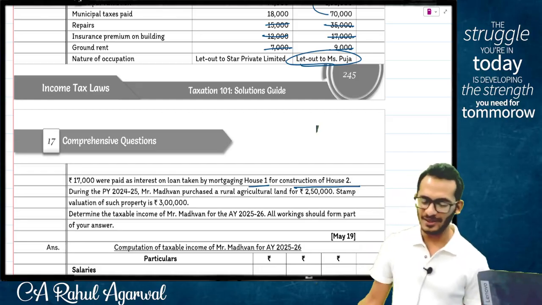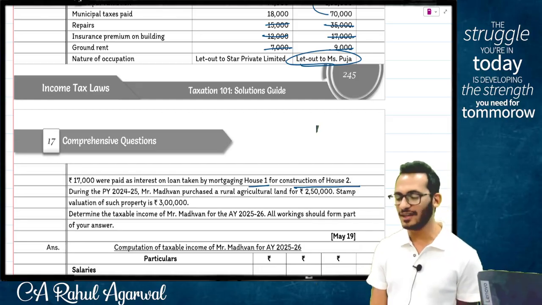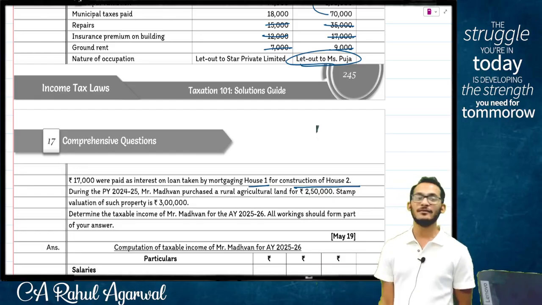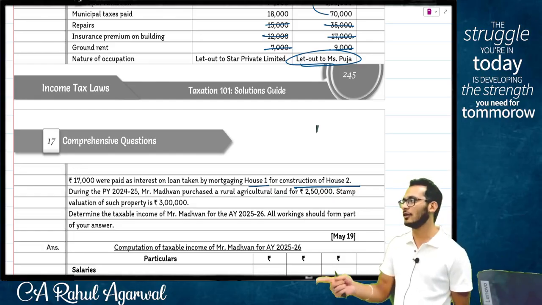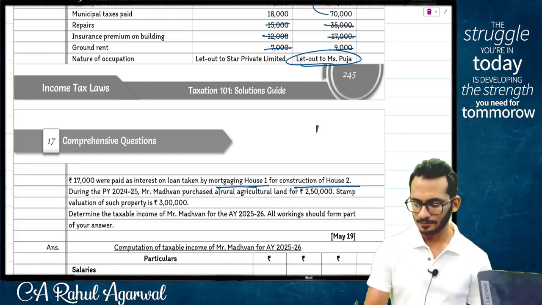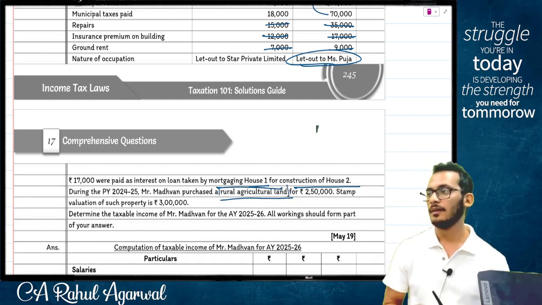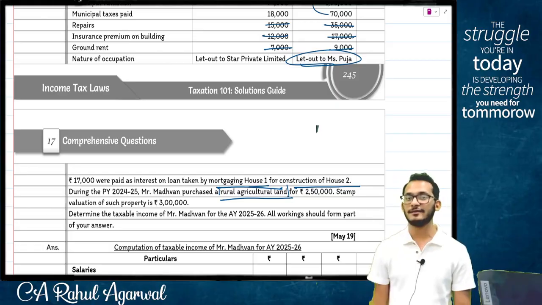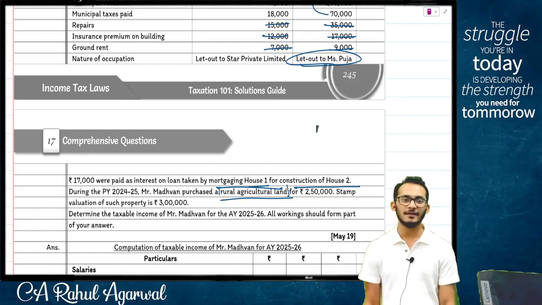Nothing is happening. During the previous year, Madhavan has purchased a rural agricultural land for 2,50,000, stamp value is 3 lakh rupees. I got a land for 2,50,000 when I should have got it for 3 lakhs. Not taxable. Exempt from tax.